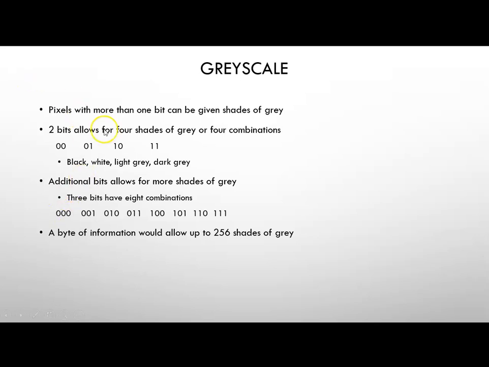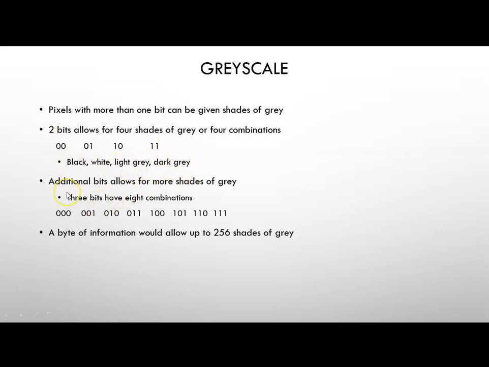So imagine 2 bits. They can either be 0,0, you can turn one on and have a combination of 0,1, you could turn that off and turn the other one on and have a combination of 1,0, or they could both be turned on and you'd have a combination of 1,1. So this is a situation where you'd have 2 bits allowing 4 shades of gray. And your shades of gray could be anything, but let's just say they're black, white, light gray, dark gray.